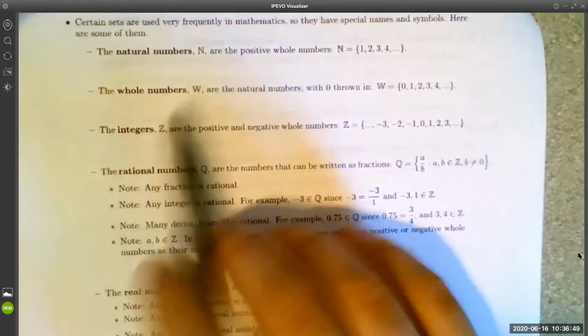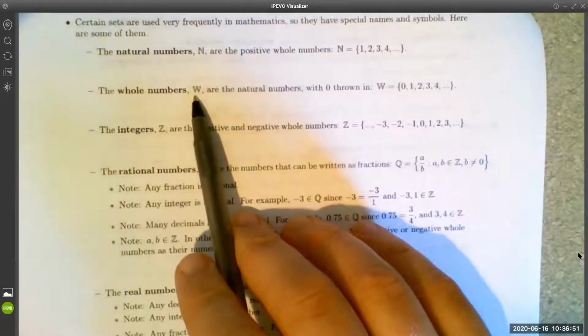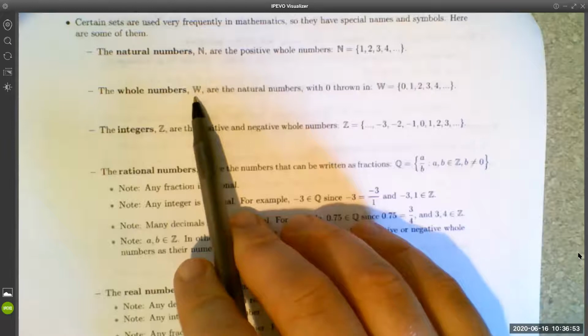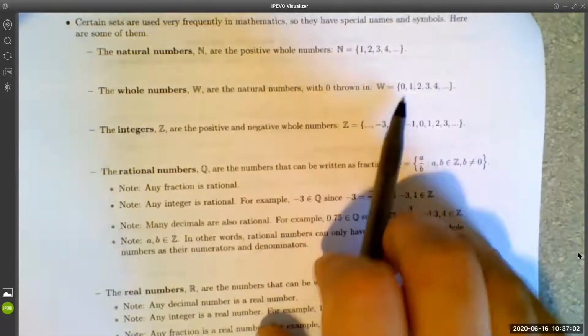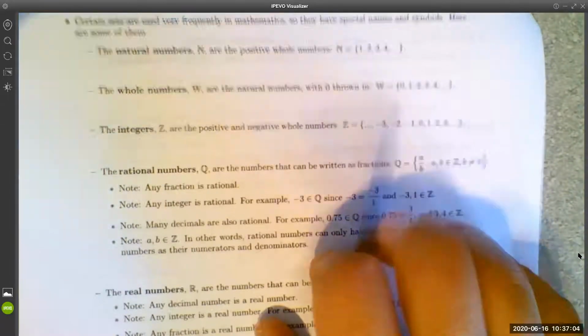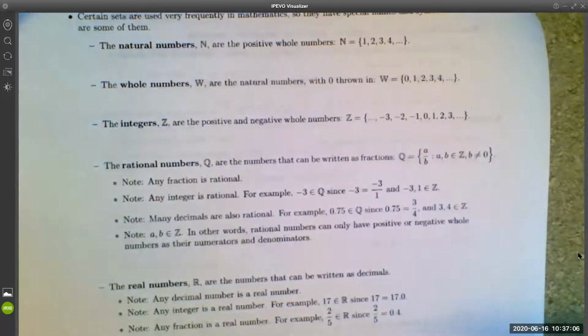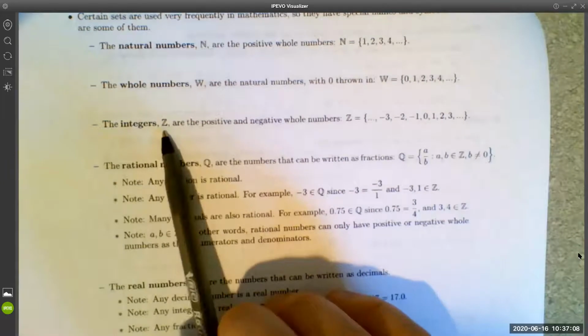The whole numbers are denoted by different things in different texts. I'm going to use a W to represent whole numbers, but the whole numbers are just the natural numbers with 0 thrown into the mix. So you throw in 0, and now suddenly you get the whole numbers. The integers are denoted with a Z.